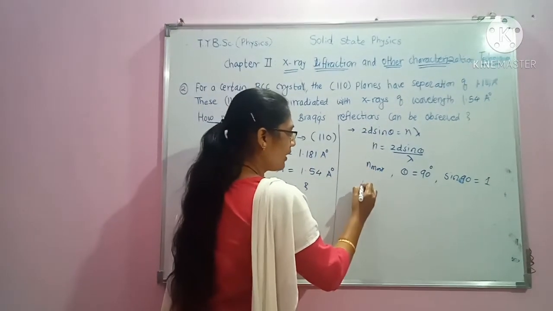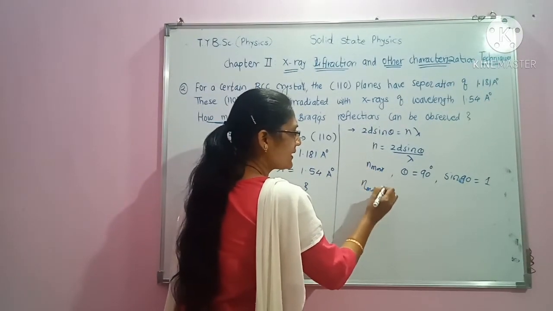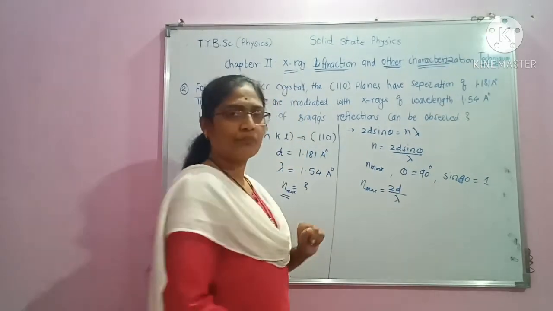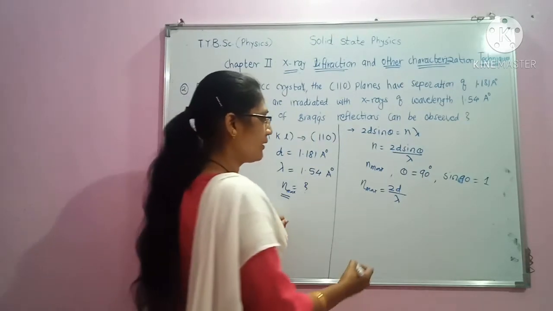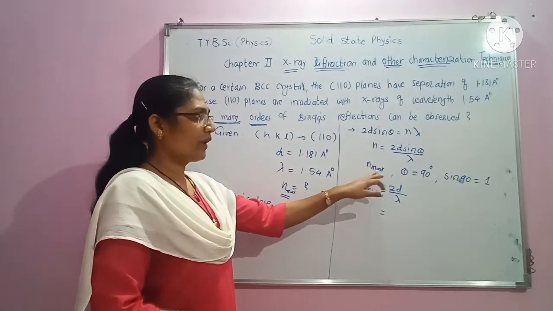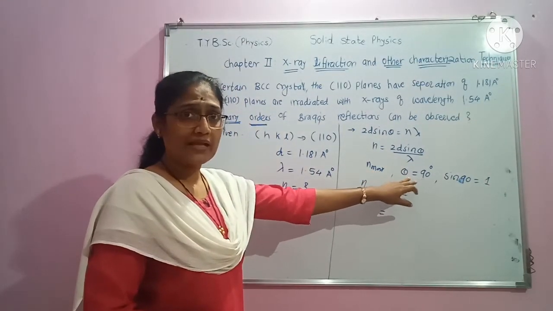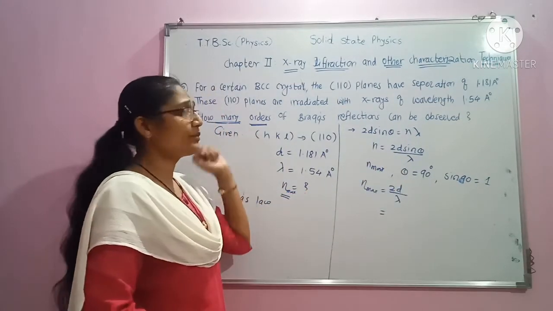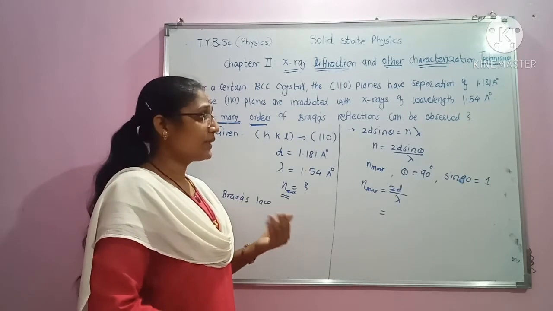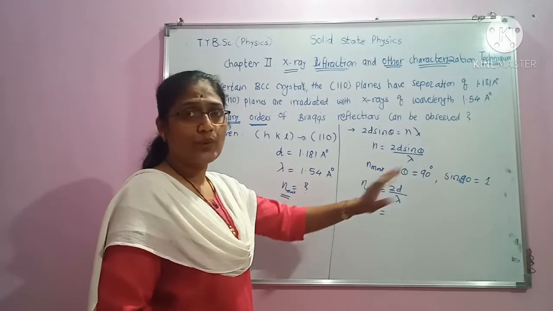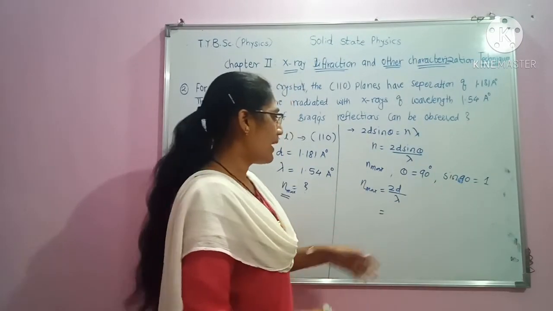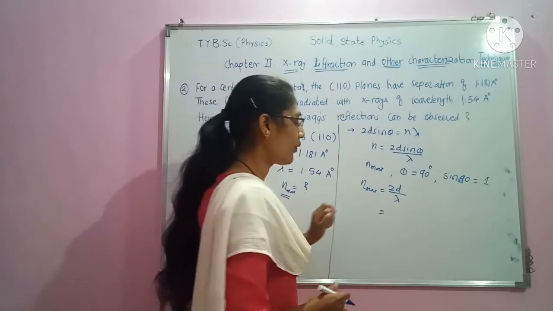So this formula for n max gets simplified as 2d upon lambda. Now substitute the values of d and lambda. Here theta is not directly given, but as we have to calculate the maximum order possible, we have to substitute theta value as 90 degrees. So sin 90 becomes 1 and n max becomes 2d upon lambda.